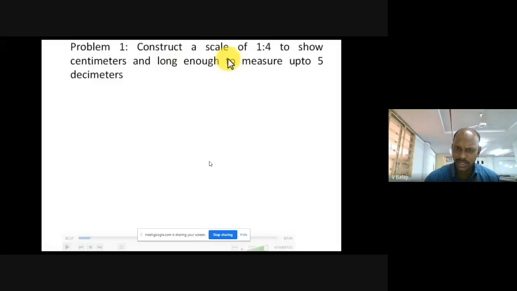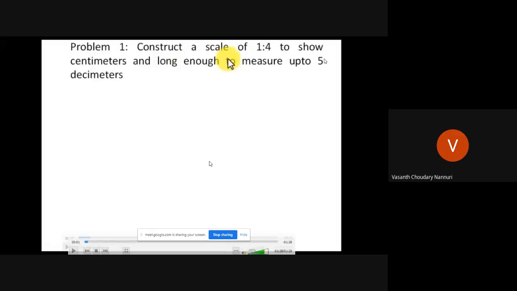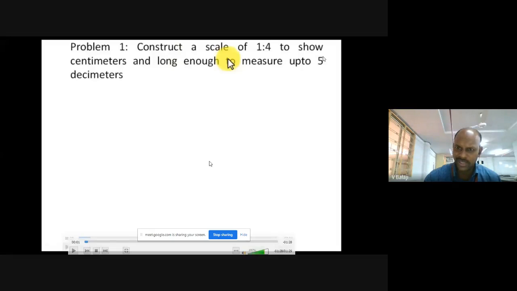You will come to me and ask, I need some 15 centimeter scale, right? Similarly, here also, the problem itself is saying that I need 5 decimeter scale. So tell me what is the total length of that scale? 5 deci. 50 centimeters. Yeah, the 50 centimeter or 5 decimeters.